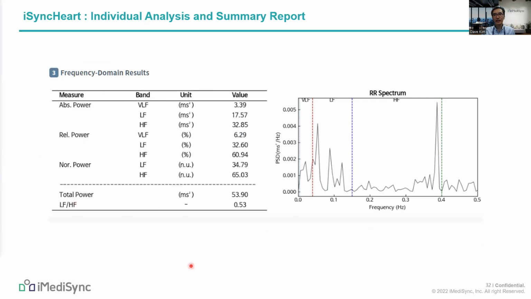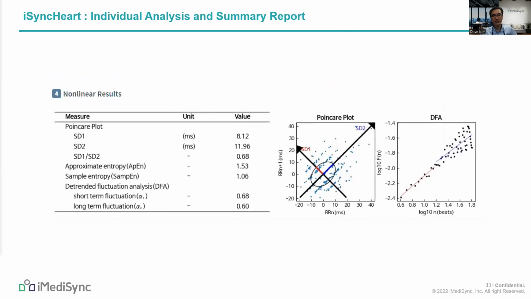This is the frequency domain HRV parameter. In the frequency domain, there is an LF band and an HF band. LF reflects the sympathetic activity. HF reflects the parasympathetic activity. The LF-HF ratio is a measure of the sympathovagal balance in autonomic nervous function. If the ratio is close to 1, the autonomic balance is good. Otherwise, it's not in a balanced status.